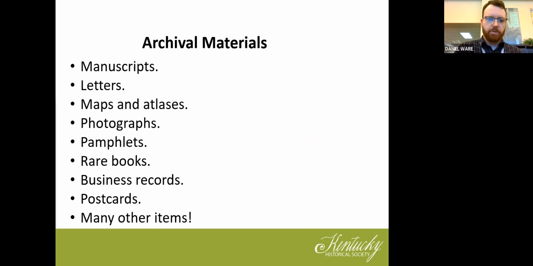We do have archival materials, which I think I may have mentioned a little bit earlier. This is just some of the examples. We do have manuscripts and letters and maps and atlases, photographs, pamphlets, rare books, business records. I know I have looked at a collection once for a patron, and there were business related correspondences between a business owner and people he was working with, and they were needing copies of some of those. So we do have those kind of items in the archives as well, and postcards and some photographs and things like that, and many other items.